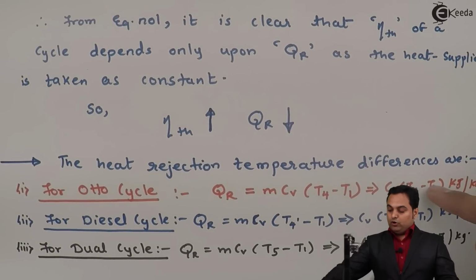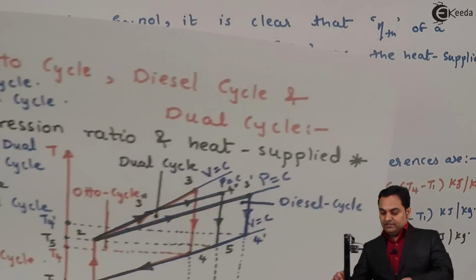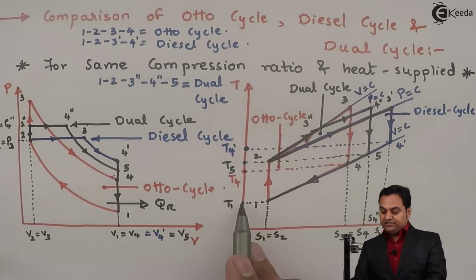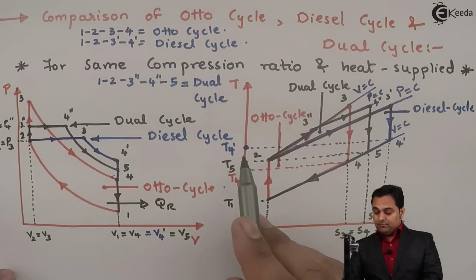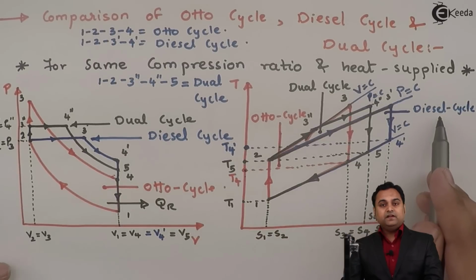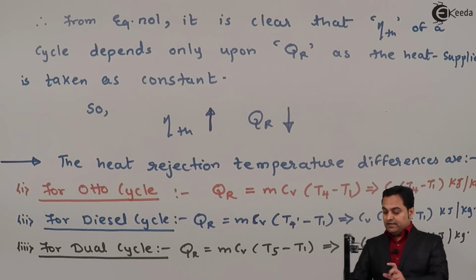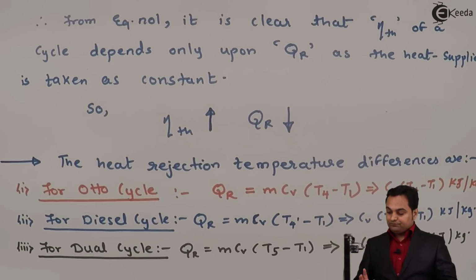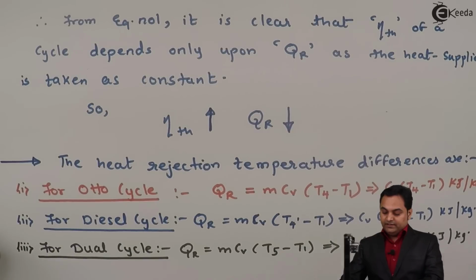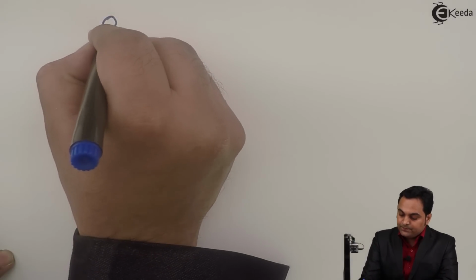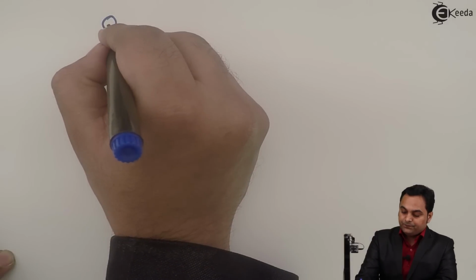Now, out of all the temperature differences, we can see that T4' minus T1 has the greater value, and this T4' minus T1 is for the diesel cycle. So we can say that the heat rejected of the diesel cycle is greater as compared to the Otto and dual cycles. So here I'll write down that the heat rejected of the diesel cycle is greater. First I'll write Q_R in blue, which indicates the heat rejected for the diesel cycle.